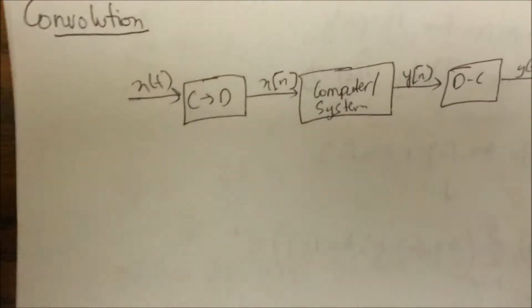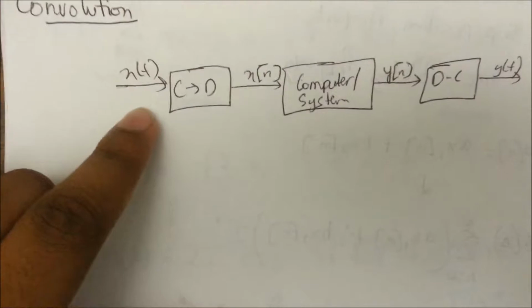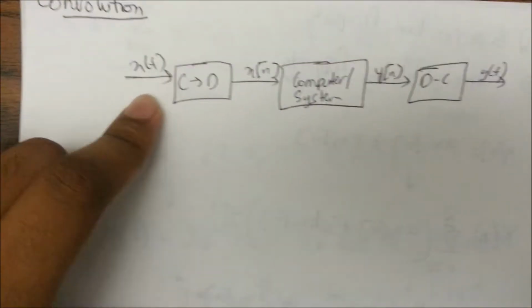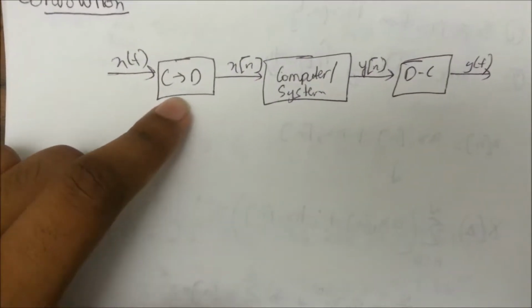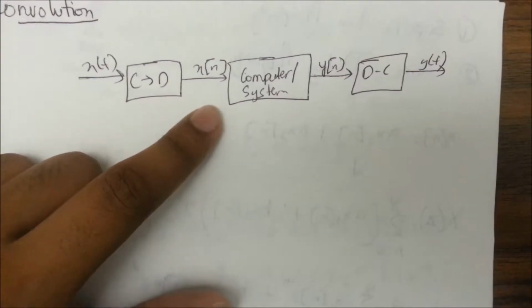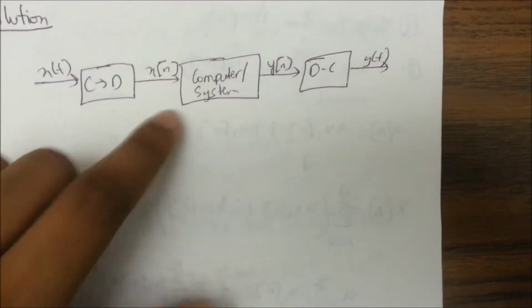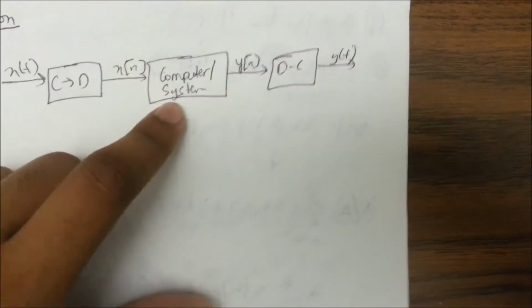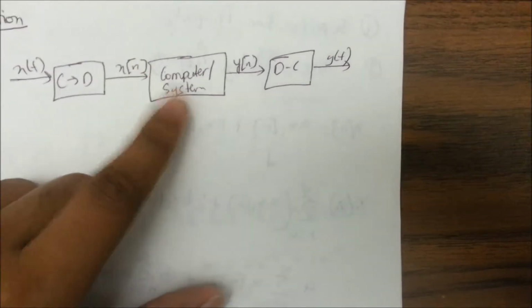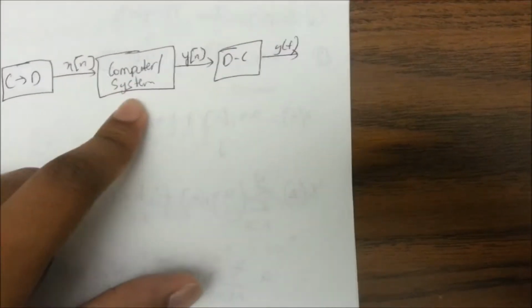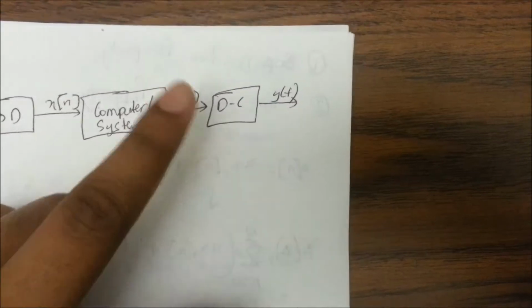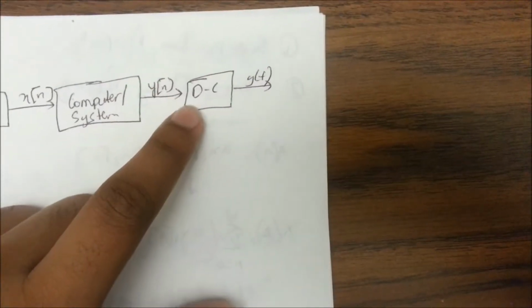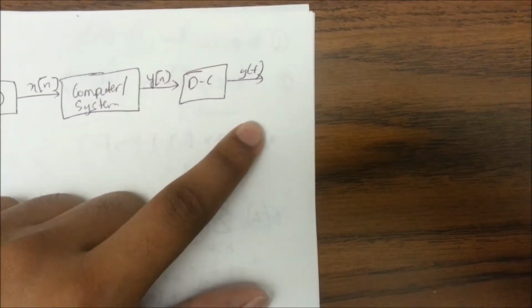So again, you have x of t, the input signal, which goes through a continuous to discrete converter, so you get the discrete time signal. And here is where all the processing takes place, if there's any filtering or any other kind of processing to be done, and then you get y of n as a result. Then this goes through a discrete to continuous converter, and you get the analog y of t signal again.